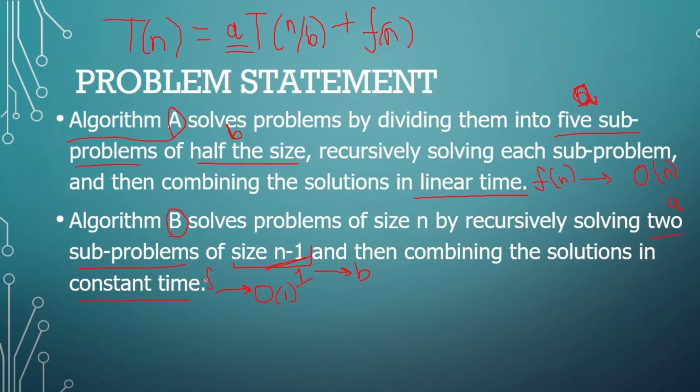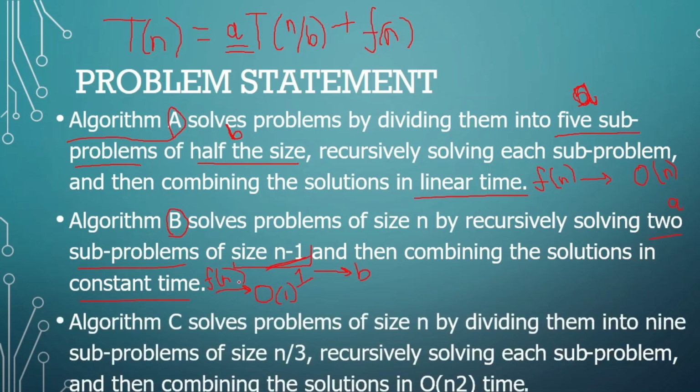So this is f(n). Okay, one last problem, we have algorithm C, which solves a problem by dividing it into 9 sub-problems. So that will be our a, of size n divided by 3, so this would be b. And then recursively solving them and combining them in O(n^2), that is our f(n).